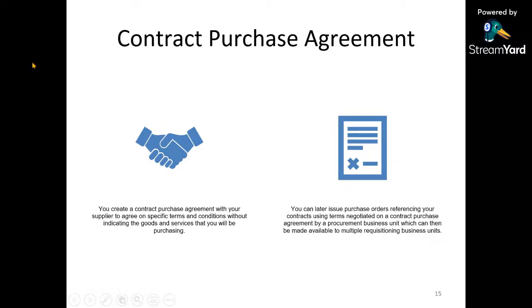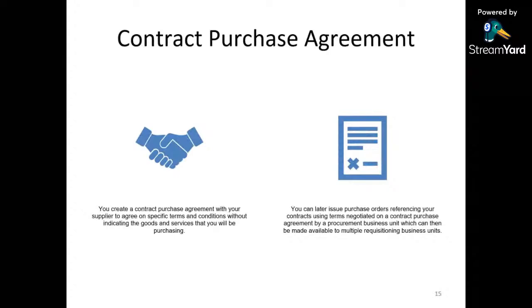So in this case, you create something called a contract purchase agreement. It is just a contract and nothing else. You don't know the item, you don't know the price, and you don't know the delivery schedule. And later we can issue a purchase order referencing the contract, using some terms negotiated on the contract purchase agreement.